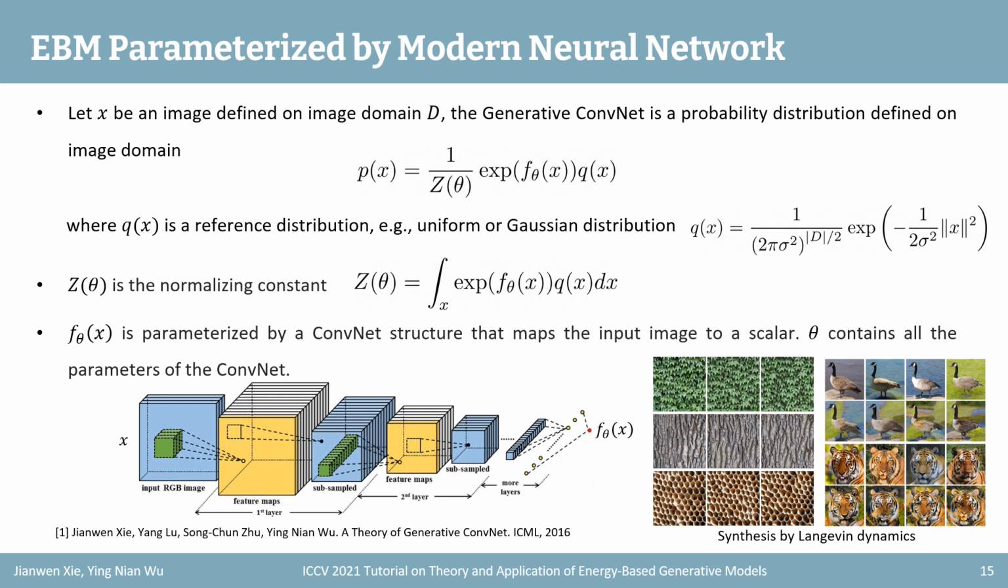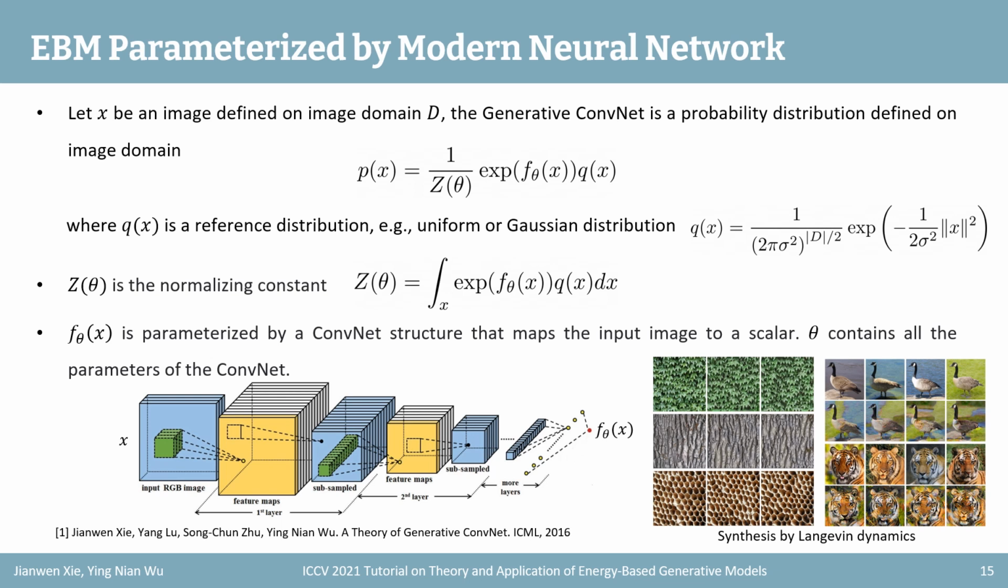Let X be an image. The Generative ConvNet model is a probability distribution defined on the image domain. Q is a reference distribution, for example, a uniform or Gaussian white noise distribution. Z is the normalizing constant, which is intractable. The f(x; theta) is parameterized by a ConvNet structure that maps the input image to a scalar. Theta contains all parameters of the ConvNet.